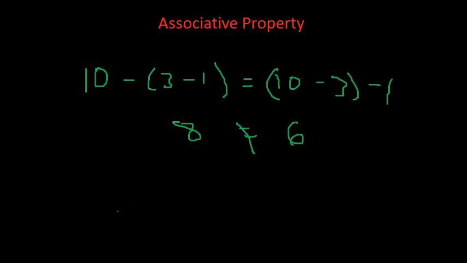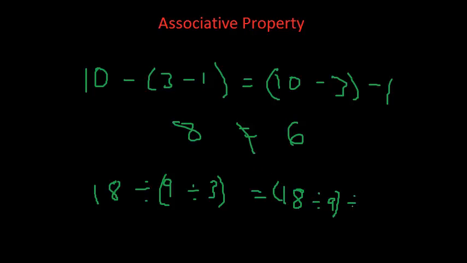Also, with division, if I have 18 divided by (9 divided by 3), this is not the same as when I group 18 divided by 9 together first and then divide by 3. Here 9 divided by 3 is 3, 18 divided by 3 is 6. Here 18 divided by 9 is 2, divided by 3 gives me 2/3. So again, this does not work for subtraction and division, only for addition and multiplication.